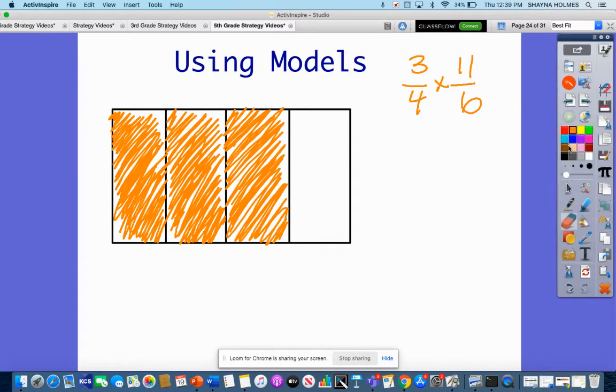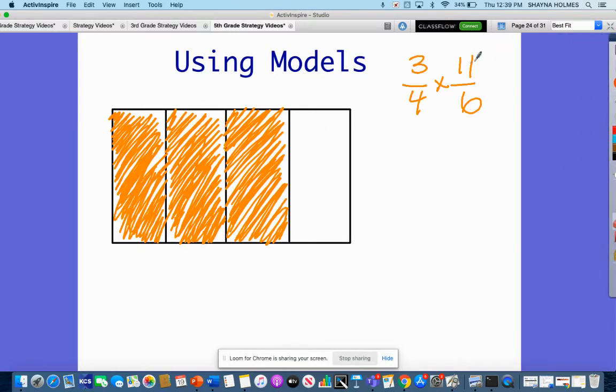All right, that looks good enough. So now what I'm going to do is this right here is going to be a little tricky to show. So we have to really think about this. This is 11 sets of 1/6. So it looks like this, 11 times 1/6. You have 11 sets of 1/6.